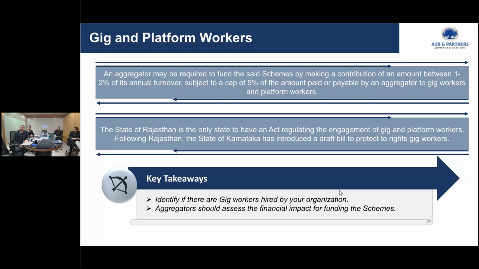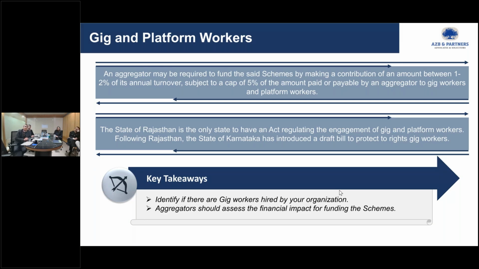So the important takeaway is that it's important we work with our HR teams and teams across the board to look at whether we are hiring gig workers or not, because these gig workers going forward might be required to register on a particular Shram portal which has been prepared for them. And if we are in any way classified as an aggregator, then I have to start thinking about the financial impact. 1 to 2%, up to 5%, of this amount is going to be a huge impact when we are asked to fund these schemes. So it is very, very important that we recognize this and start taking steps on gig and platform work.